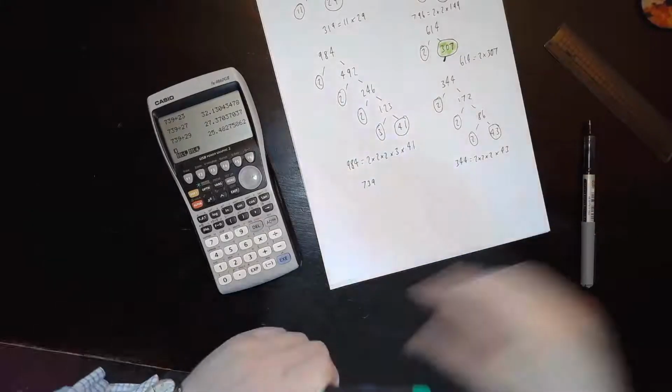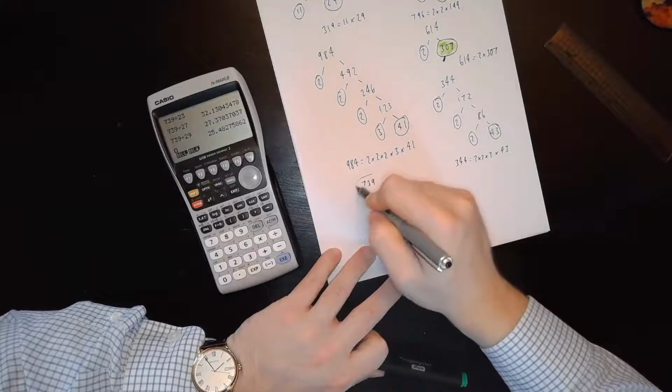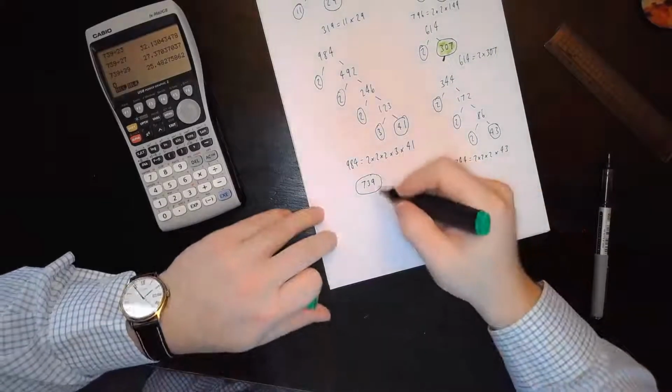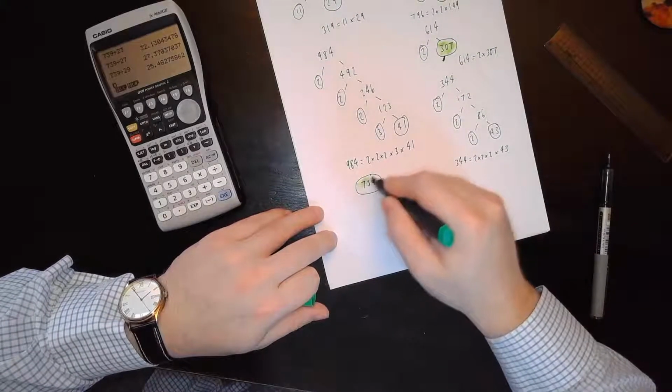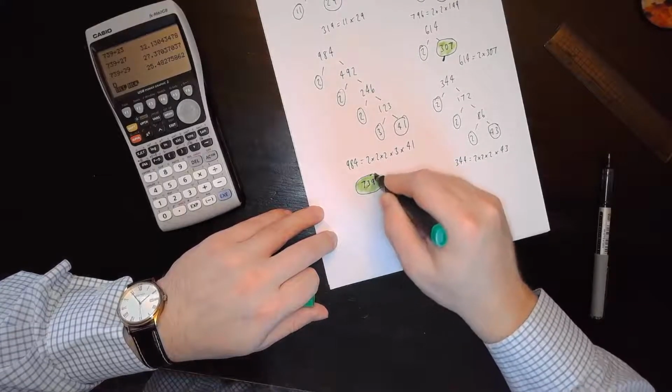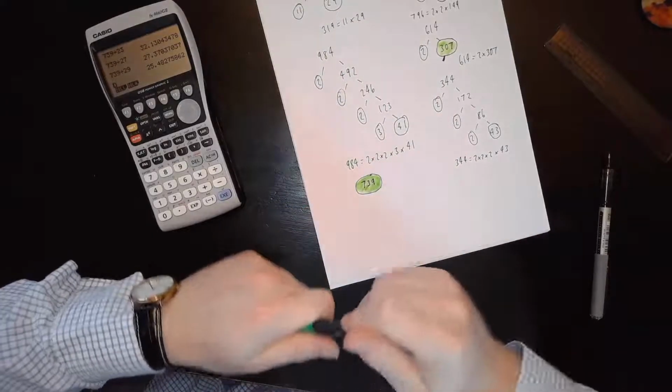So that's our first one that's been a prime straight off the bat. Let's give it a bit of colour. So 739 is a prime, and it rhymes.